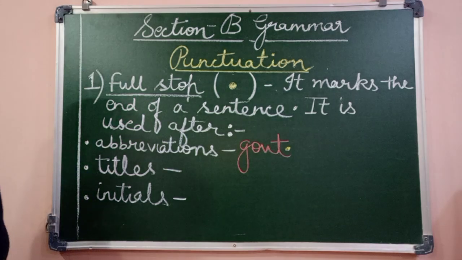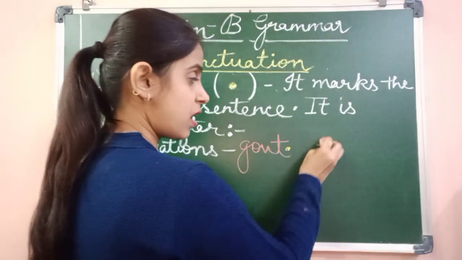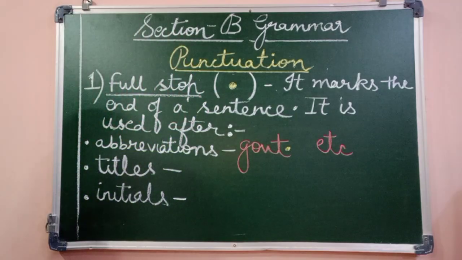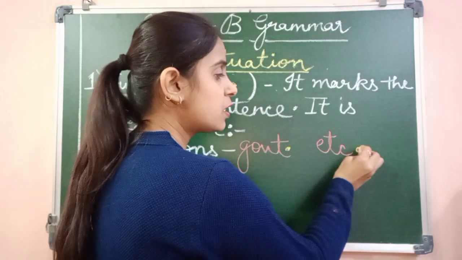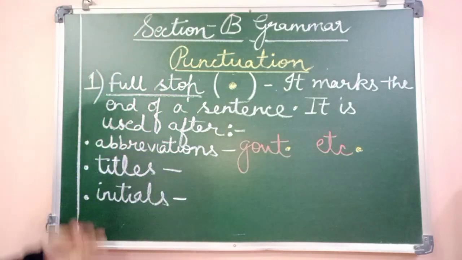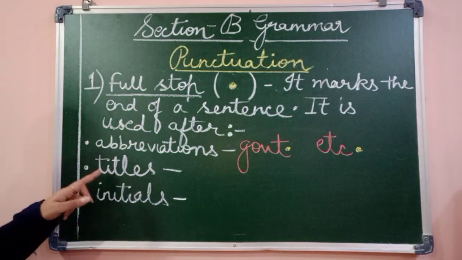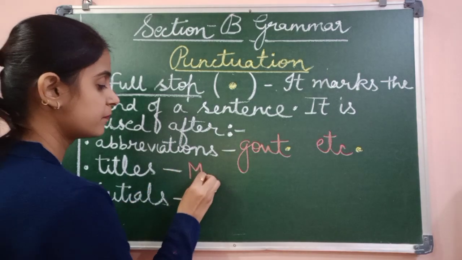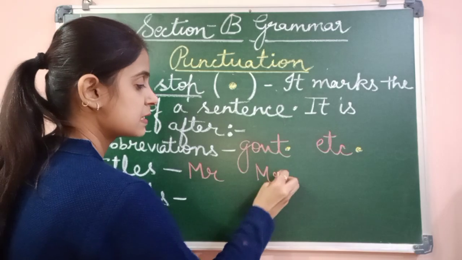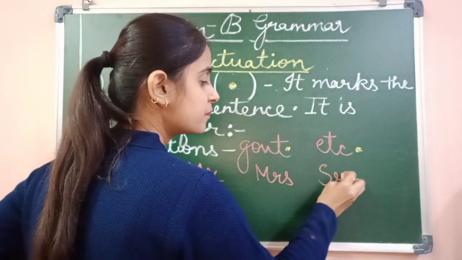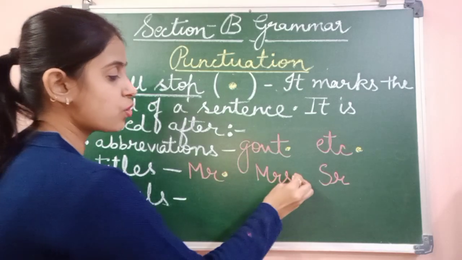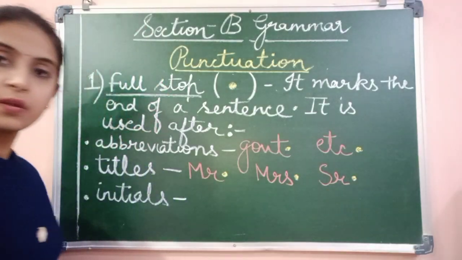Now for example, the short form of etc. We write ETC. Okay, so after ETC also we put a dot. So abbreviation means the short forms. Okay, we also use a dot after titles. Now title means, for example, Mr., Mrs., okay, senior. So in short, when we write, these are the titles. So after titles also we put dots, right?